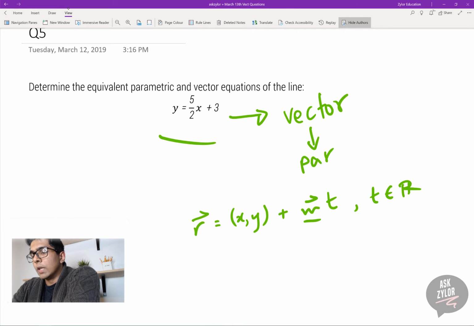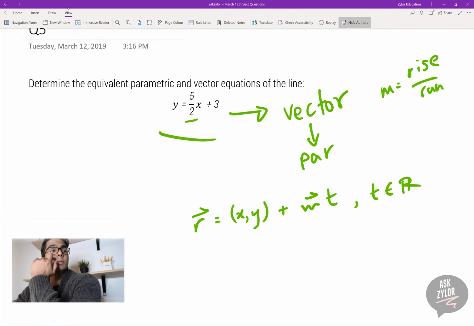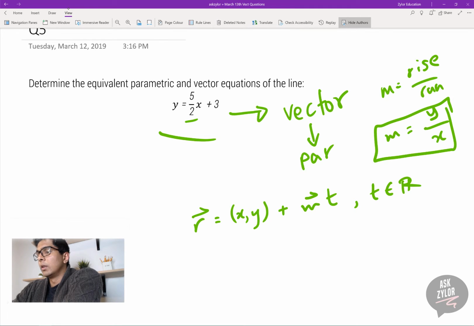In my vector equation, this m can also represent the slope. My direction vector can tell me what the slope is. They've given me the slope, so I'm going to use that. My slope is usually in the form of rise over run. My rise is given by my y values, my run is given by my x values. So this is going to tell me what my direction vector is. My slope is 5 over 2, so my y is going to be 5, my x is going to be 2. So my direction vector is going to be 2, 5.